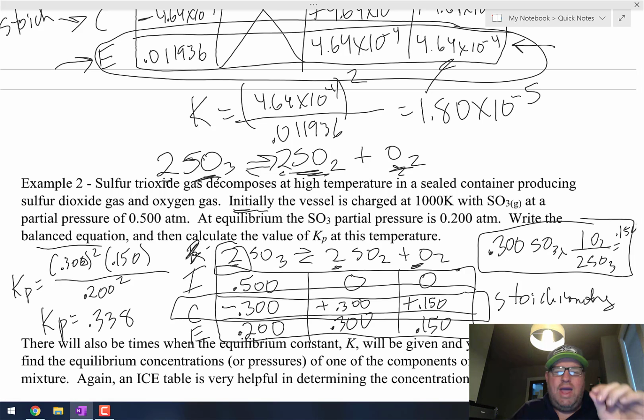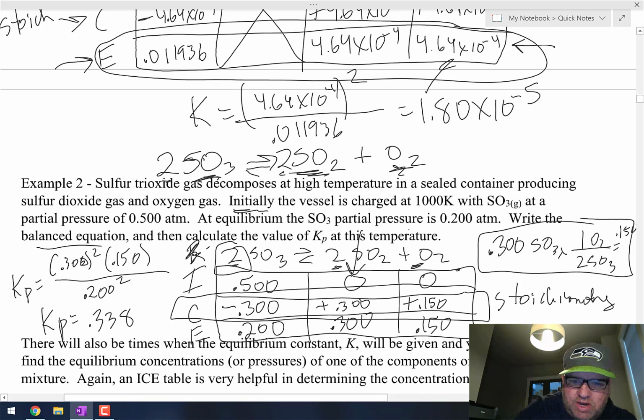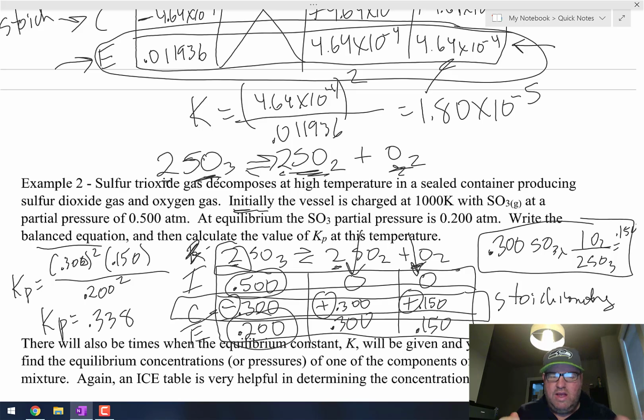Okay, and typically, certainly when your products start at 0, these absolutely have to go up and these have to go down. And again, how did we know that this went down? Because they told us. They said this one started at 0.5 and it went to 0.2. So whatever side is going up, the other side has to be going down, and vice versa. In this case, the reactant side is going down, so the product side has to be going up. And again, almost every single time, the product side is going to be going up, the reactant side is going to be going down.